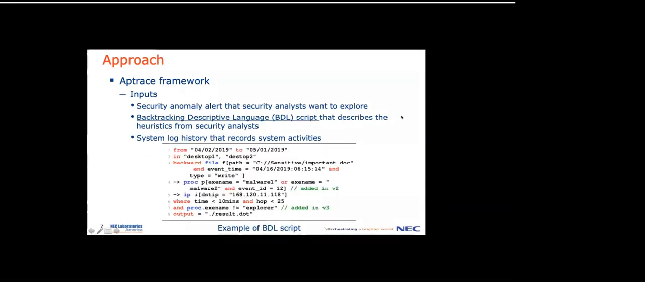This is a concrete example of a BDL script. As you can see, in this script, the grammar is similar to an SQL query. However, this script is designed specifically for security queries. So you can see we have the time, duration, and the host range, and the keyword backward, and also three different types of events: file, process, and IP. And we have the conditions to make the execution conditions met. And we have the output file for the backtracking analysis.